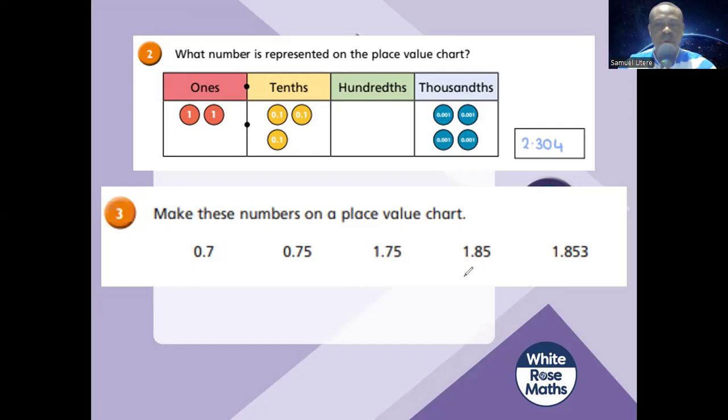This will have 1 one, 8 tenths and 5 hundredths. This will have 1 one, 8 tenths, 5 hundredths, and 3 thousandths. Okay? All right, let's move on.